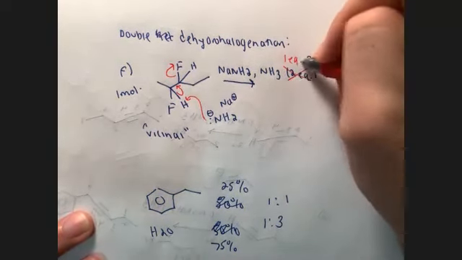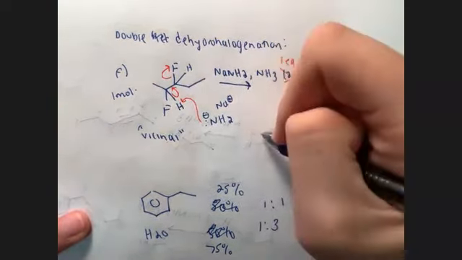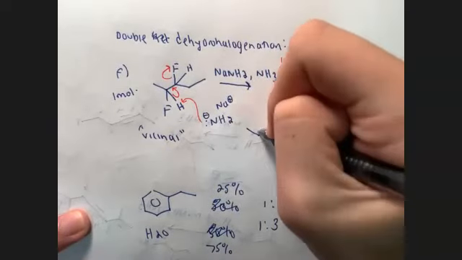So now we're left with one equivalent. So the resulting structure after the first step, or at least the first equivalent, is going to be something that looks like this.